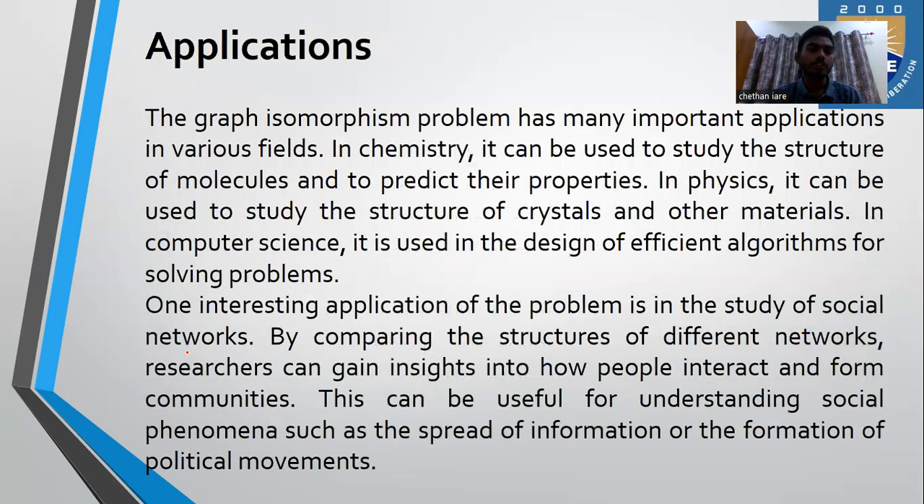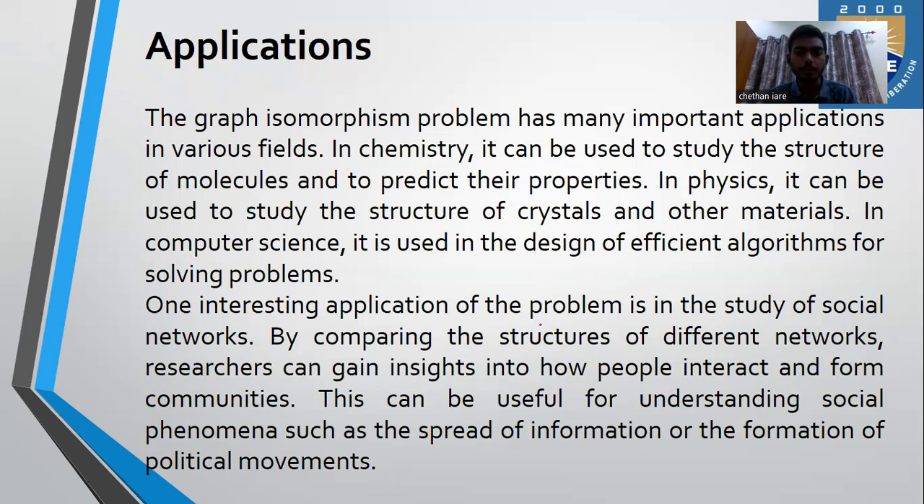And next one is what are the applications of the graph isomorphism problem? The graph isomorphism problem has many important applications in various fields. In chemistry, it can be used to study the structure of molecules and to predict their properties. In physics, it can be used to study the structure of crystals and other materials. In computer science, it is used in the design of efficient algorithms for solving problems.